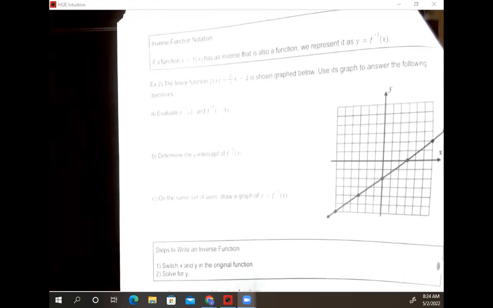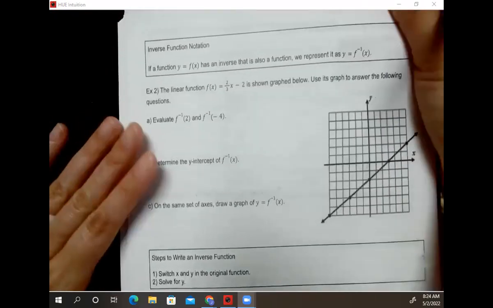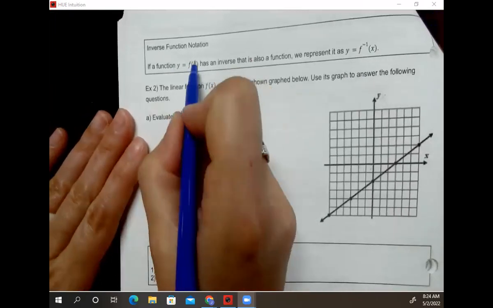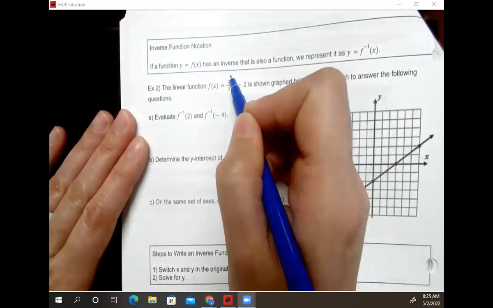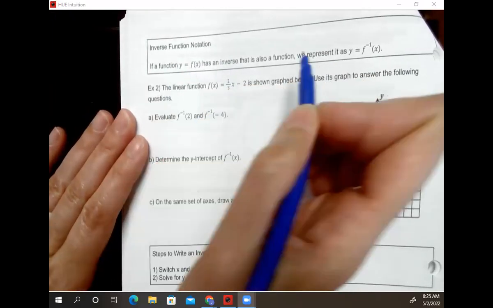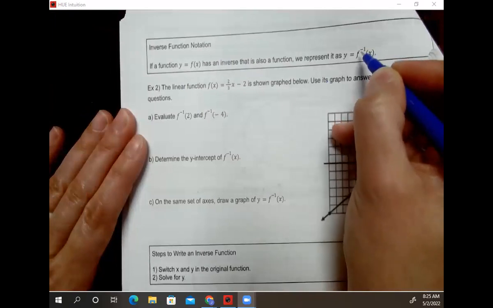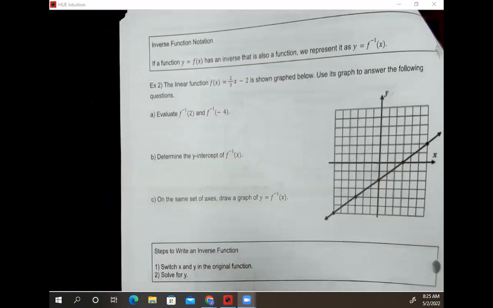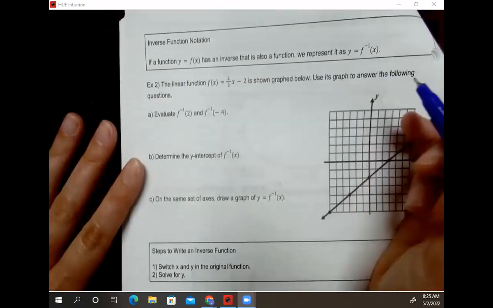Okay. When we actually get into function land, not just relations, but things that are actually functions, my function f of x, whatever it happens to be, has an inverse that is also a function. If it has an inverse that is also a function, we can represent it with this notation. So this little -1 exponent here is referring to the inverse of f of x. So this would be read as f inverse of x.